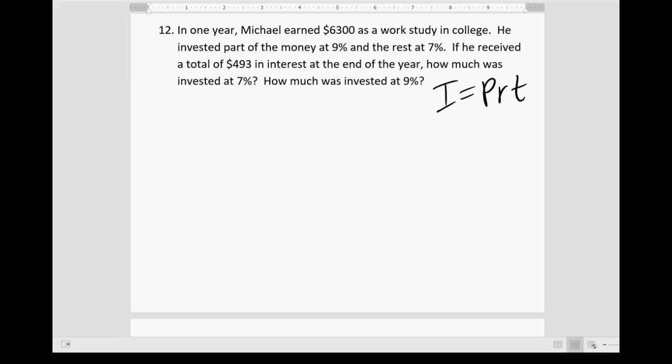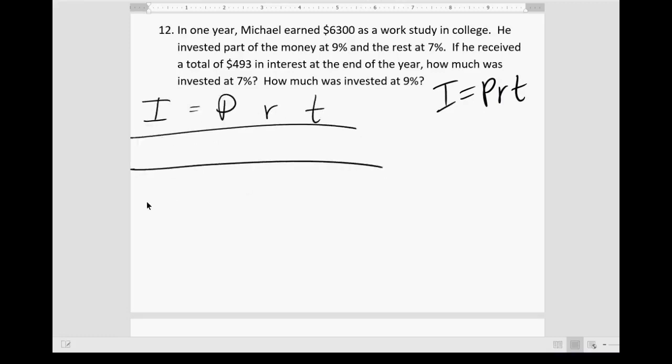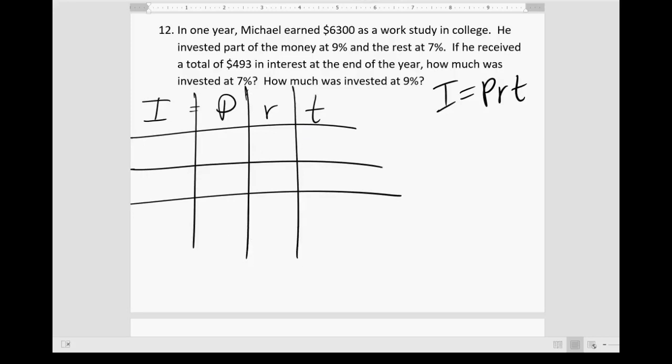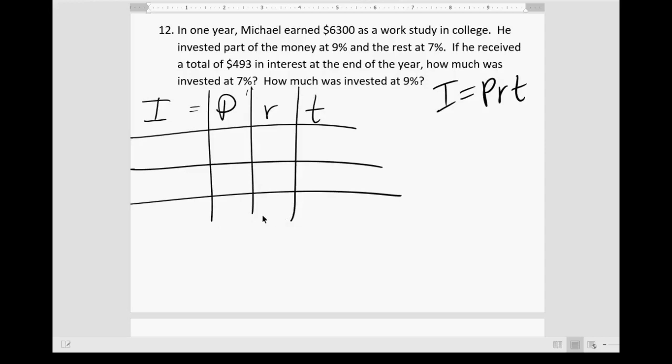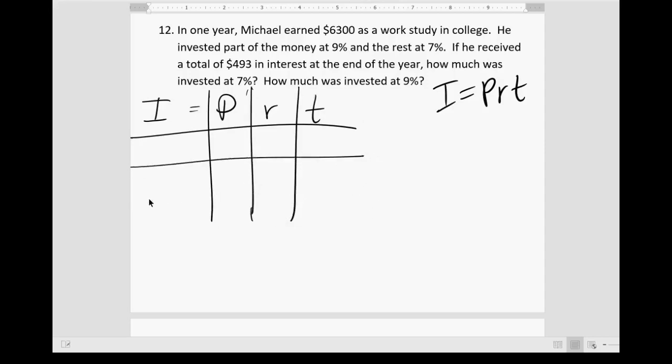You've got two investments. So I'm going to say I equals P times R times T. Alright, so you've got one investment. The table helps me organize my information. Okay, you got one investment at 9%.